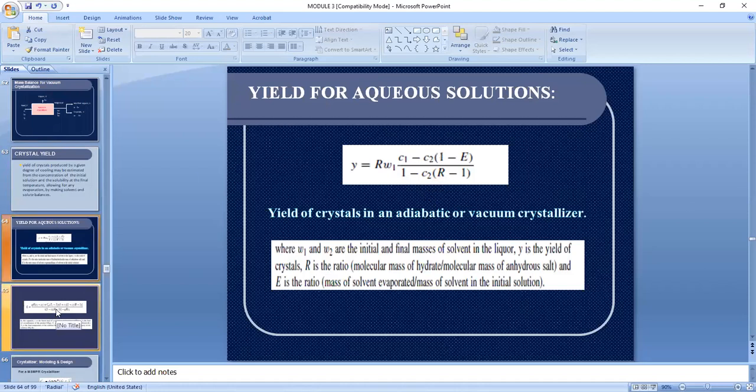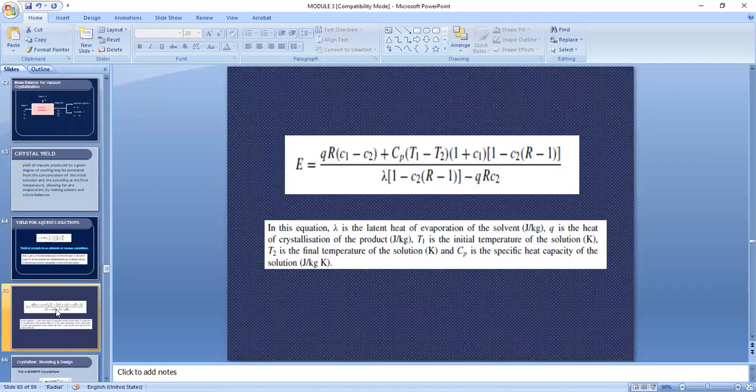Now, in determining the E, which accounts for the heat of crystallization, so there are problems that will mention the heat of crystallization, the latent heat of evaporation of the solvent. So I mentioned a while ago, it's water. Oftentimes, it's just water. Then this is the formula that you will use, okay? Because in here, the problem already tells you additional information such as the heat of crystallization.